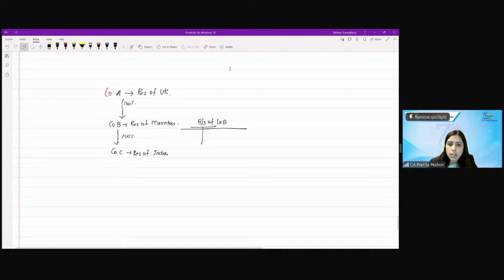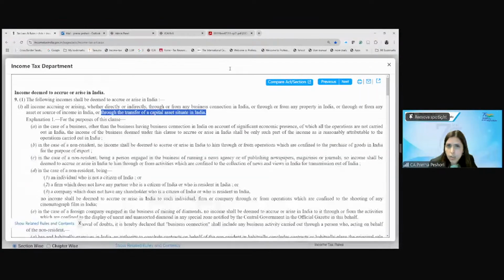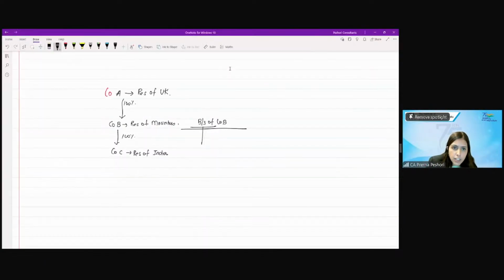Yes, students, accounting question to you. What will appear on the liability side of company B? Share capital. Share capital is held by whom? Resident of UK company. Company A. Okay. So here I have the share capital which is held by company A. Right? What will be on the asset side?